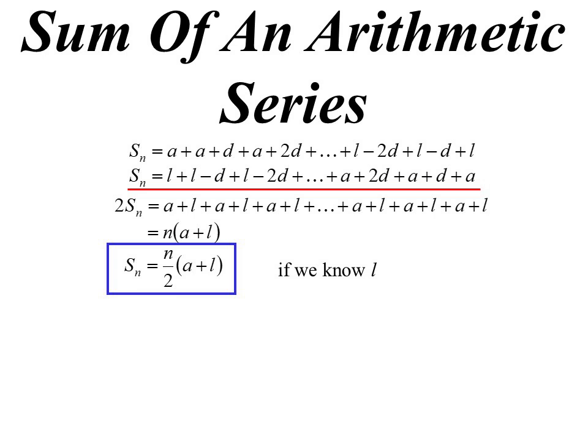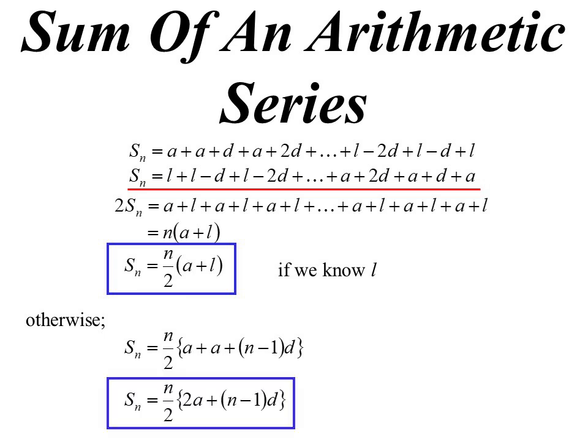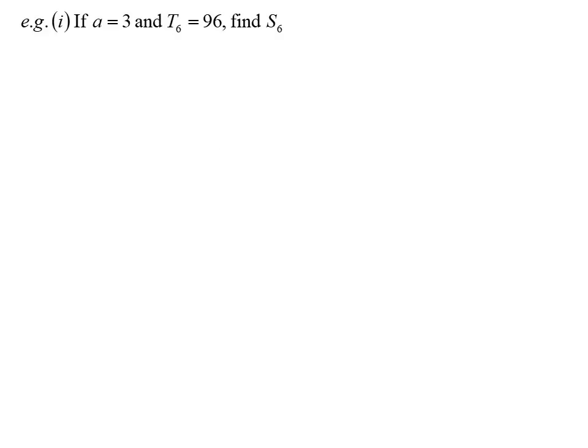Now, if I don't know the last term, I can solve that problem. I'll just put in the general term for it, a plus (n minus 1)d, and create a new formula. And there it is. So if I don't know the last term, I can use this, as long as I know the first term and the common difference. Let's do some examples. First term is 3. The sixth term is 96. So what's the sum to 6?